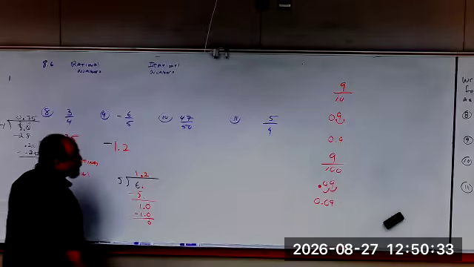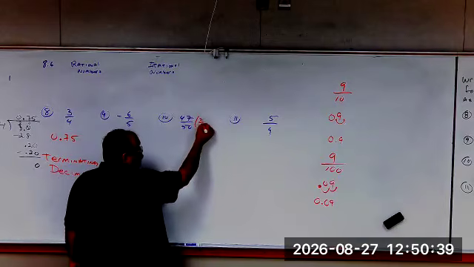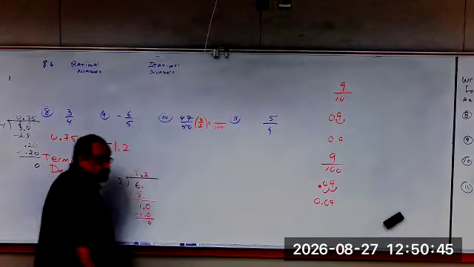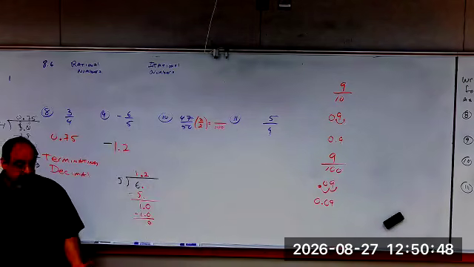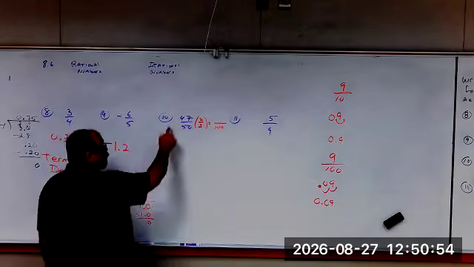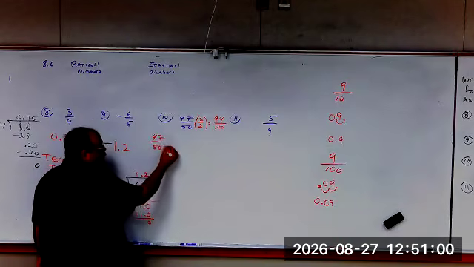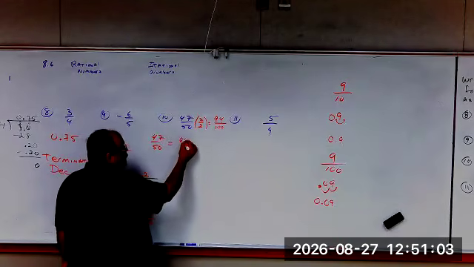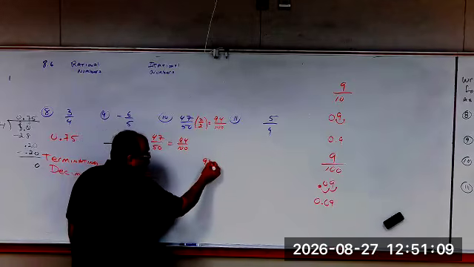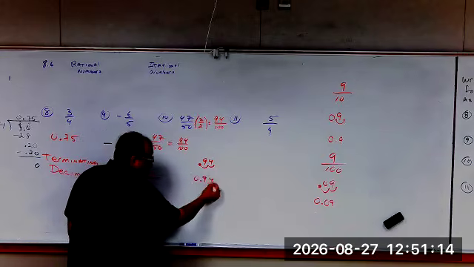So what's nice about this 50 is, if I multiply by 2 over 2, I can change 50 into 100. Because if I can get 100 down there, I'm just going to move the decimal 2 times. 2 times 47 is 94. So this 47 over 50 is exactly the same as 94 out of 100. So you take the 94, move the decimal 2 times to the left: 0.94.